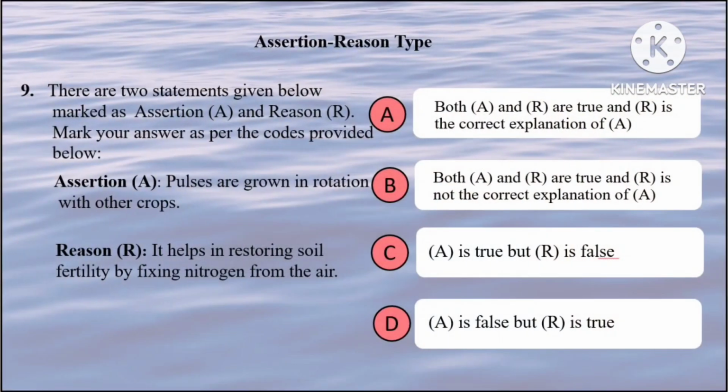Next, assertion. Pulses are grown in rotation with other crops. This is true. Reason. It helps in restoring soil fertility by fixing nitrogen from the air. This is also true and the correct explanation of assertion. So the correct option is A.